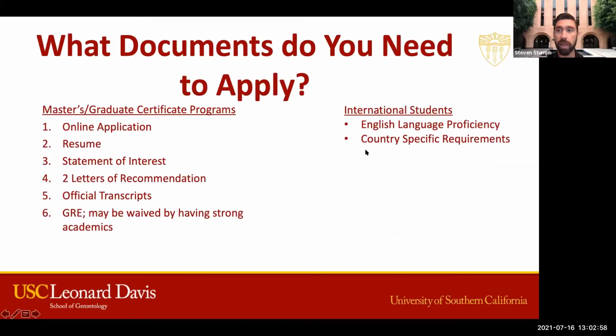So in order to apply to all of those programs, you'll need a couple of things. First, you'll need to start an online application. If you reach out to an admission counselor, we can send you a direct link to the online application. On the online application, you'll have some basic information such as your name, address, birth date, telephone number, and email address. That way we can contact you with any questions that we have while you work on the application.